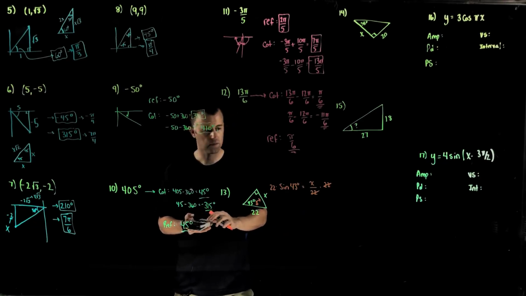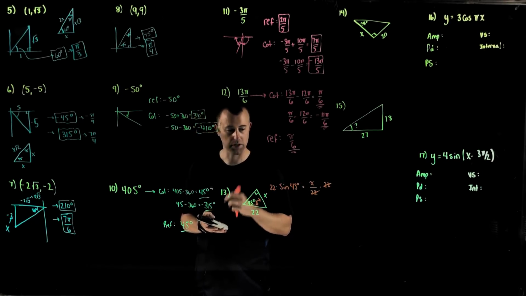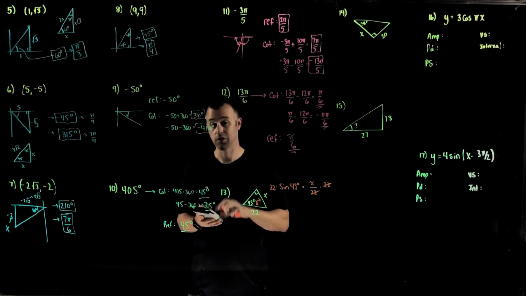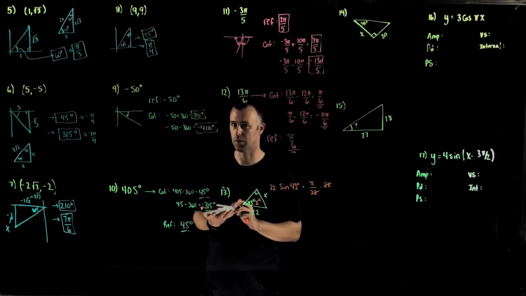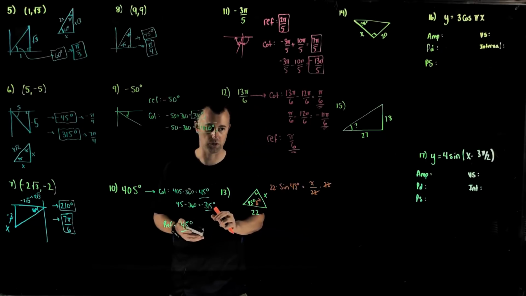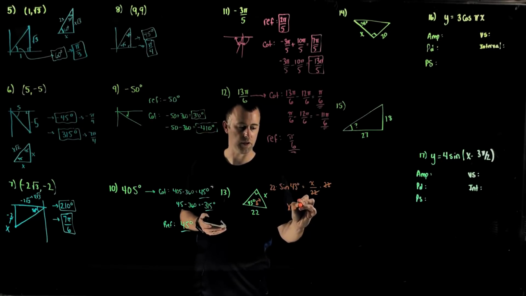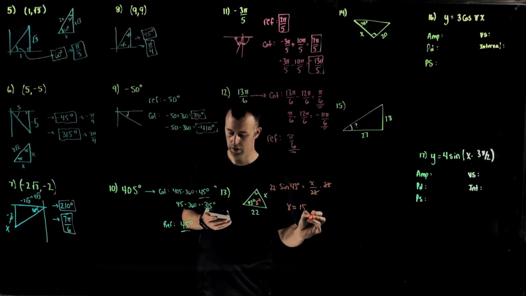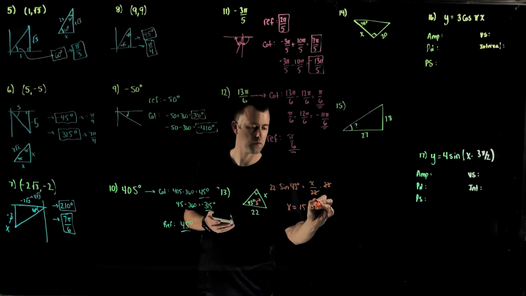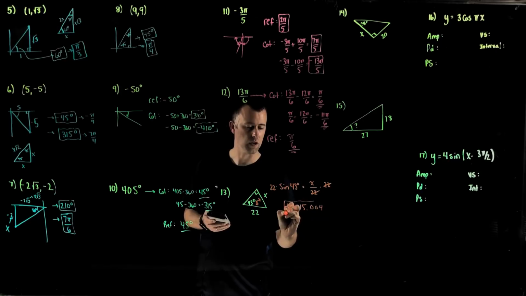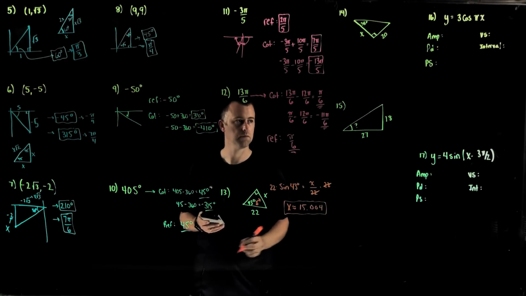So I'm in degrees, and I'm going to go 22 times the sine of 43 degrees, not radians. See, that would screw up the calculator if it thought it was a radian angle. So in this case, we're going to get x is approximately 15.004. And that's your missing side for number 13.